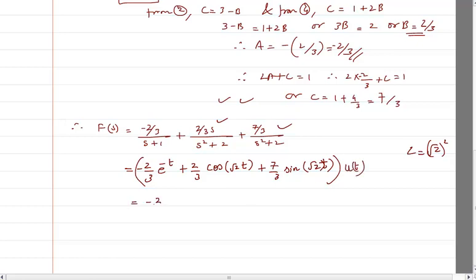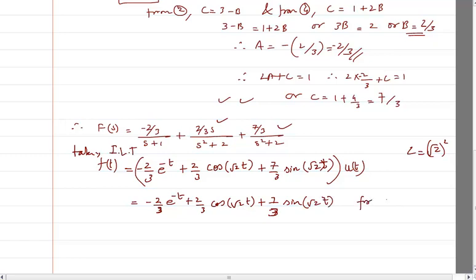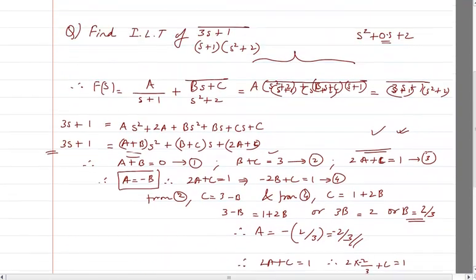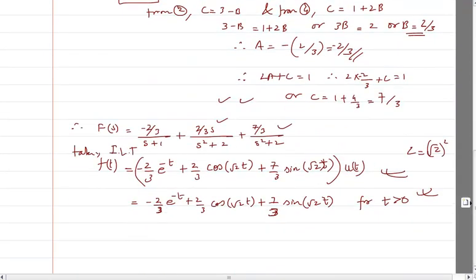So this is going to be f of t. Here you have to write taking inverse Laplace transform. You have to write that statement. So it is minus 2 by 3 e raised to power minus t plus 2 by 3 cos root 2t plus 7 by 3 sine root 2t for t greater than 0. Either you write it in this form or you write it in this form. Clear? So that is how we will solve this. Thank you.